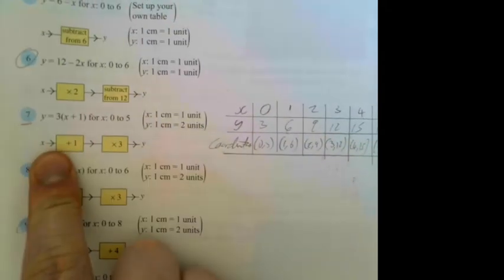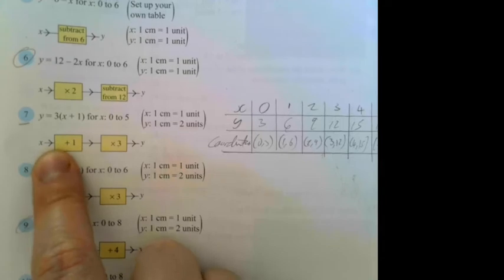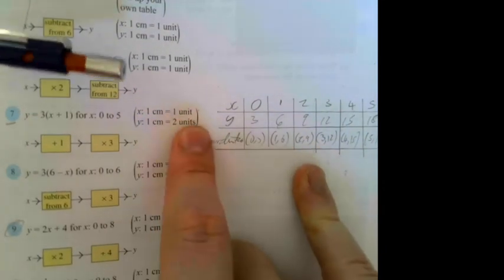I could use the flow chart that's given to me instead. So, okay, I've got to add 1 to my 1, 2 times 3 is going to give me 6. So 1, 6 is also going to be a coordinate. The main reason I'm going through this second example with you is the scale, which I know some of you might find a bit confusing. I'm told to use the scale that 1 centimeter represents 1 unit on my x. And on my y, unlike before, 1 centimeter now represents 2 units.